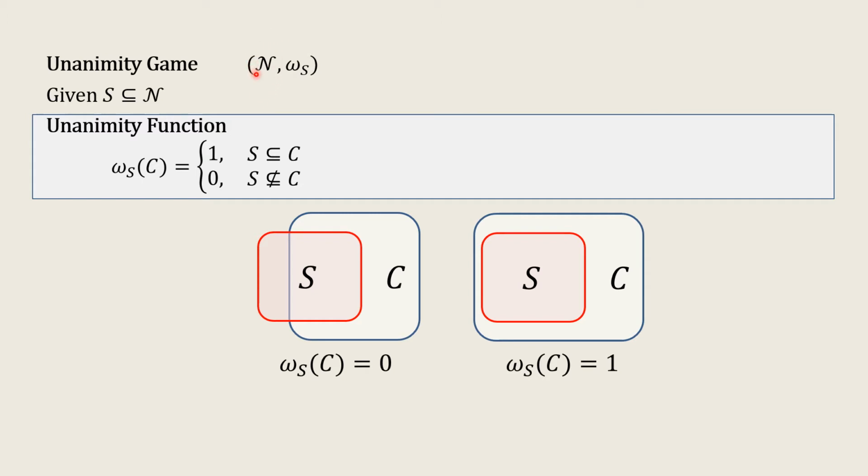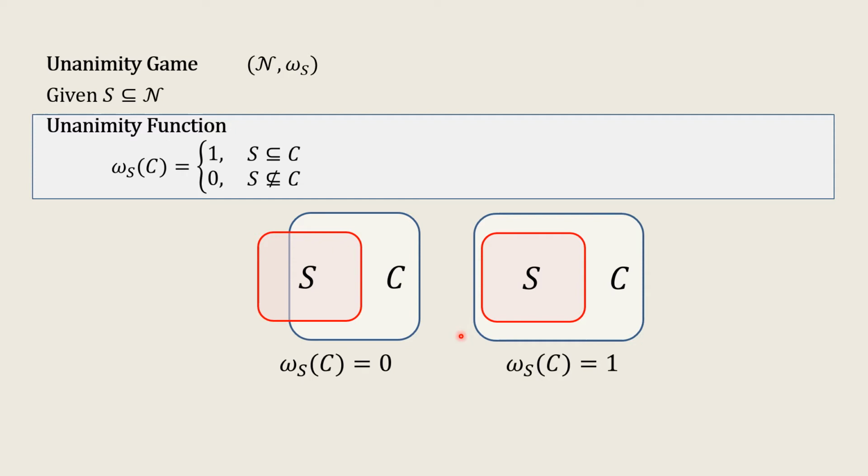N is the grand coalition and omega S is called the unanimity function. It's a special kind of value function which is defined in the following manner. First of all, we need to define omega S in terms of S, which is some subset of N. The unanimity function omega S of any coalition C is equal to 1 when S is contained in C, when S is a subset of C.